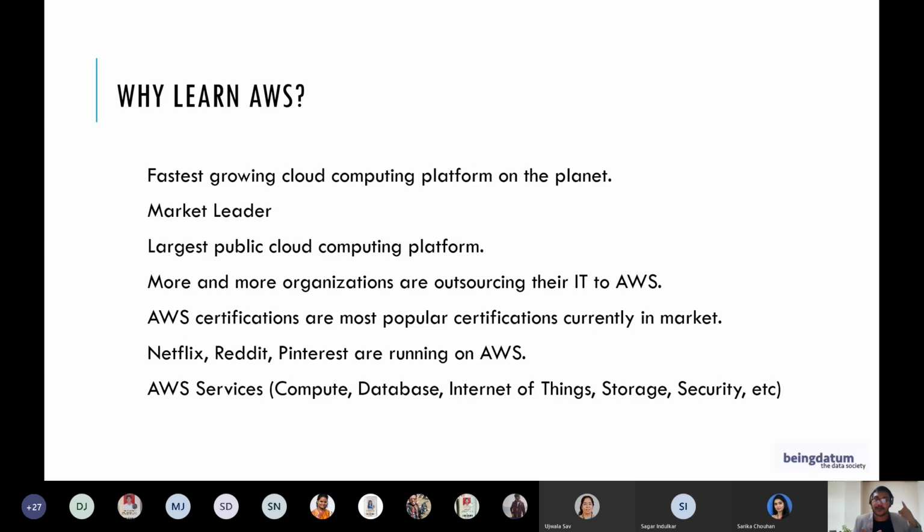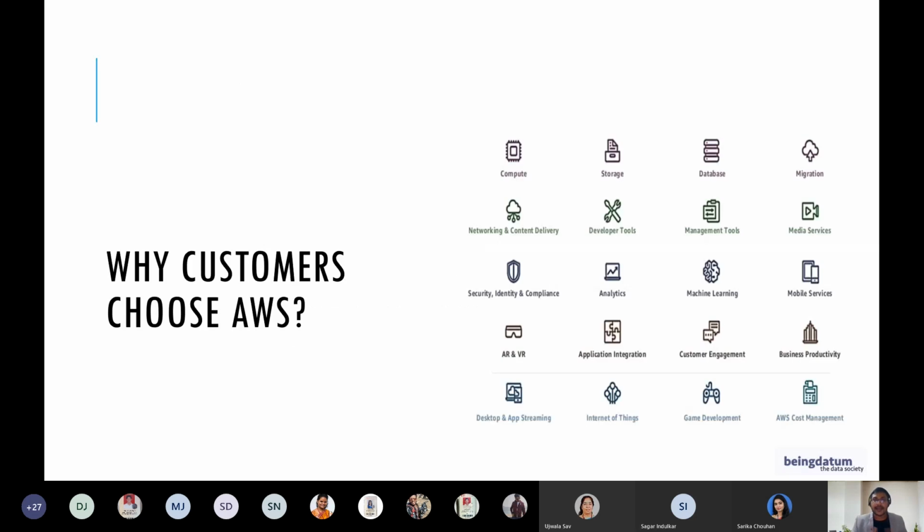It provides a lot of things for data science, a lot of services for IoT, and for artificial intelligence. Now, why do customers choose AWS? Customers choose AWS because of these services. It provides services for compute, for storage, and for database.